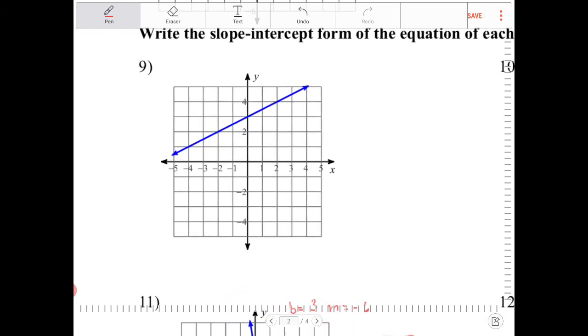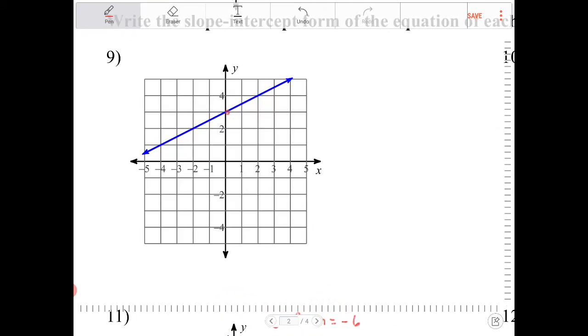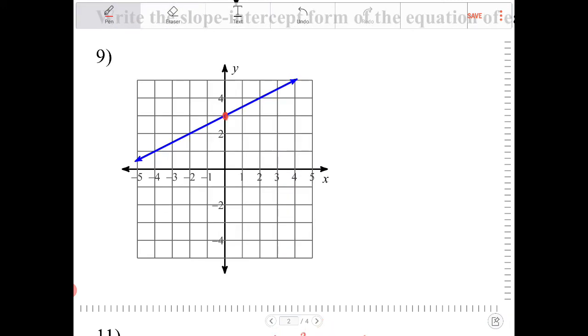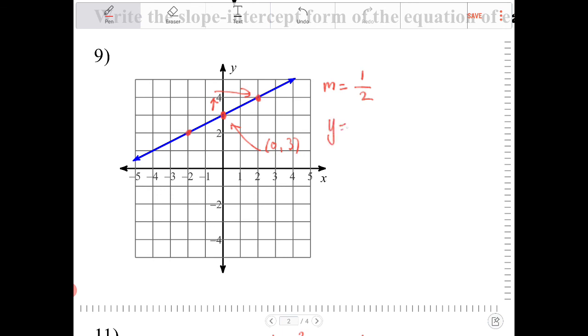I'm not too satisfied with that. Let's just do one more, okay? So this guy right here, it passes through this point, and this point, and this point. So the y-intercept here, again, is (0, 3). And we're going to go up 1 and over 2, which means the slope here is going to be the change in y is 1 and the change in x is 2. So the equation of the line is 1/2 x plus 3.